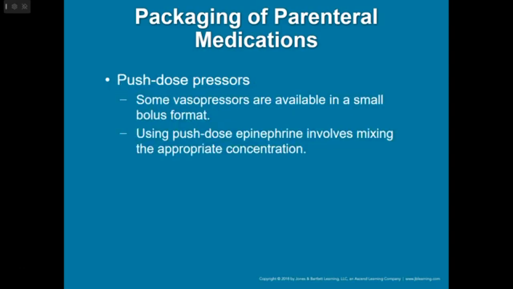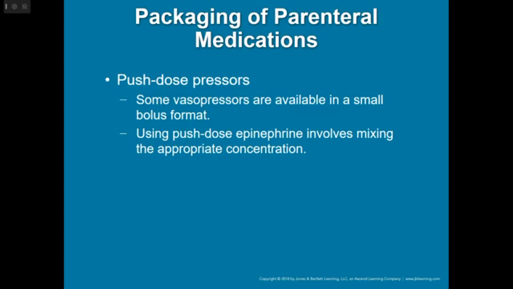Push-dose pressors here. Some are available pre-made, and sometimes you have to mix those up on your own if you need that. Most common if you want to do an epi drip, or a push-dose epi. It's on page 736 here in your book. But you'll take a cardiac epi, that 1 to 10,000 concentration, and then a saline flush. You're going to waste 1 milliliter out of a 10 mil saline flush. So you got 9 milliliters left.